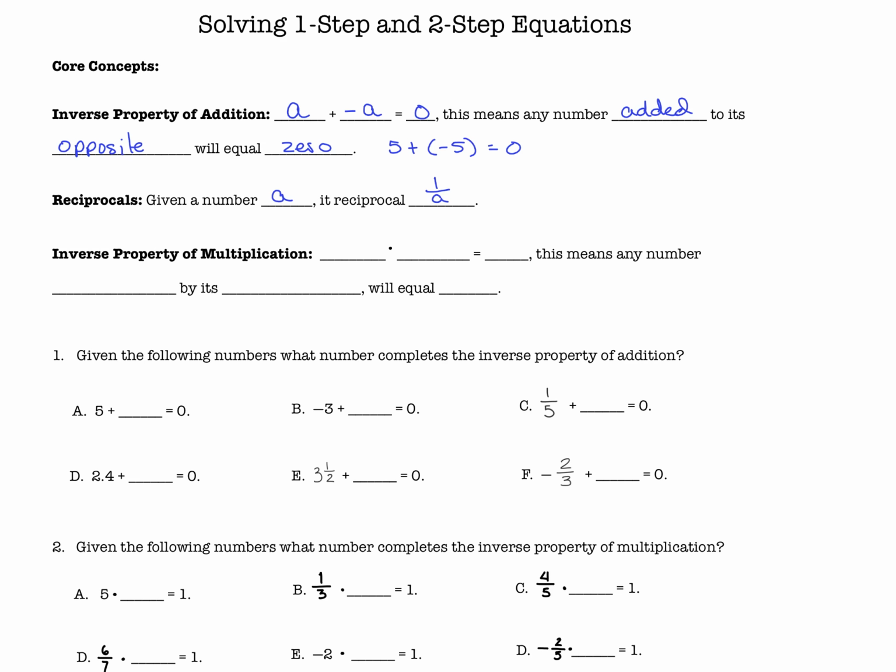Inverse property of multiplication. The two things above are reciprocals. So basically what I'm saying to you is that if you take a and multiply it by that reciprocal, you will get the value of 1. This means any number multiplied by its reciprocal will equal 1. Now, that's an important concept that we're dealing with.